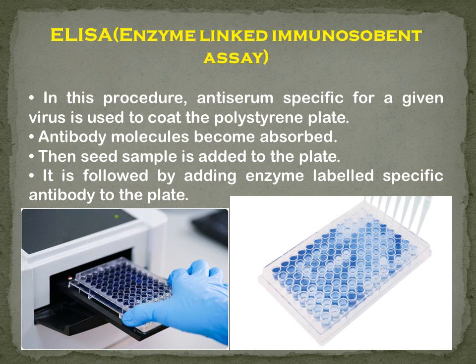Then next is ELISA, that is called enzyme linked immunosorbent assay. So in this procedure, again I was telling you, antigen antibody reaction. So antiserum specific for a given virus is used to coat the polystyrene plate. So this is the polystyrene plate, and antibody molecules become absorbed. Then seed sample is added to the plate, followed by adding enzyme labeled with a specific antibody to the plate. So when you use secondary antibody with substrates, it will give color.